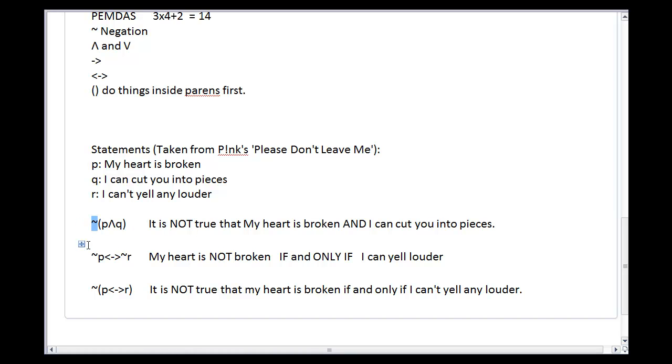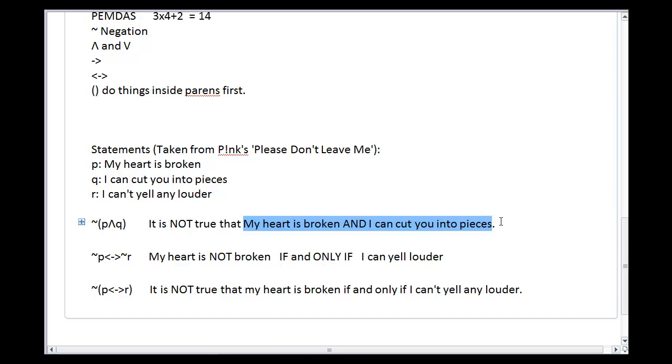If I have this not on the outside and inside the parentheses I have P and Q, then I first look at the inside part. Statement P is my heart is broken. I have and, and then Q is I can cut you into pieces. The not at the front is the part that gets tacked on and says, it is not true that. So I have the statement: it is not true that my heart is broken and I can cut you into pieces.